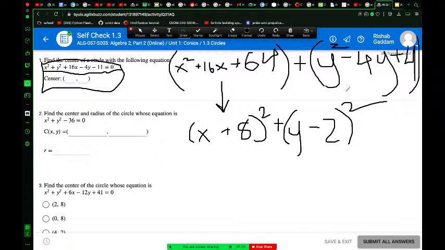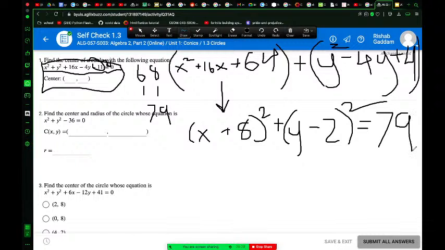So now we can worry about the equality. The first thing we're going to do is add this to both sides. We add 64 plus 4, that's 68, so now we have 68 on this side. And we have to add 11 to this, because 11 is right here and we need to bring it to this side. So 68 plus 11 is 79. Now on this side, we have 79.